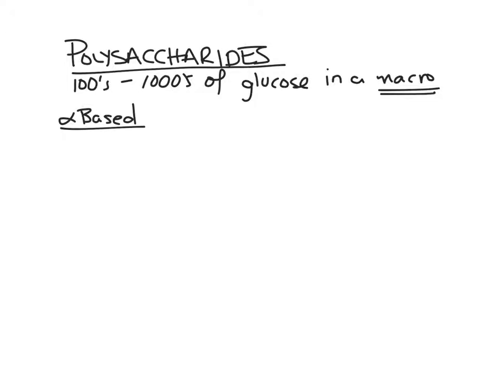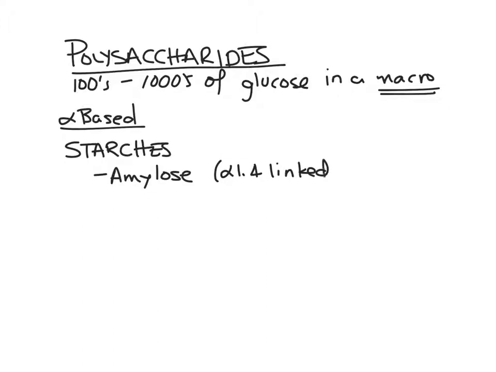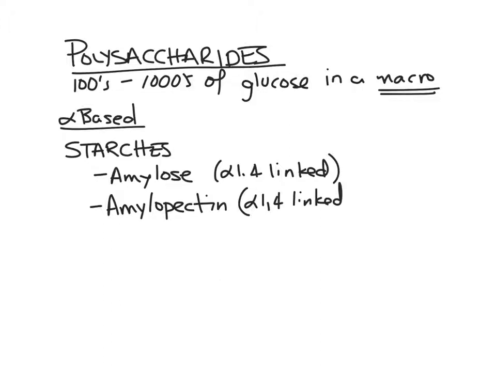in your plants, you have your starches, okay? And your starches are typically amylose, which is a single-chained alpha 1,4 linked polysaccharide, and then your amylopectin, which is alpha 1,4 linked with alpha 1,6 side branches.